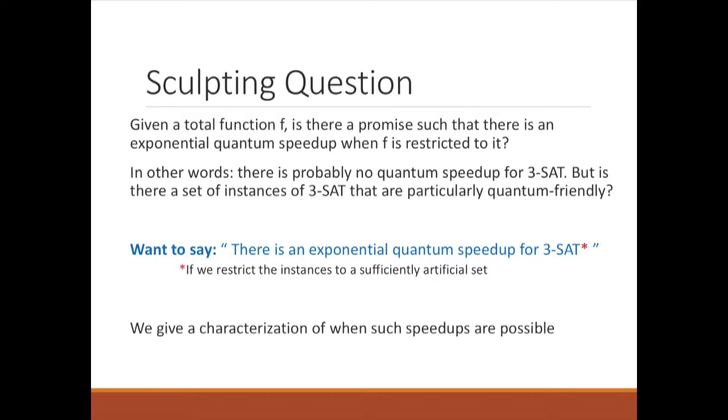So our result basically characterizes, at least in query complexity, when this is possible: for what functions you can restrict them to a promise to get exponential speedups. Okay.